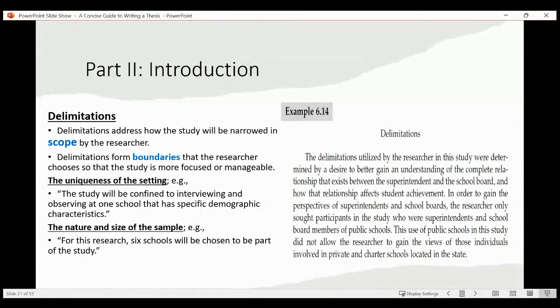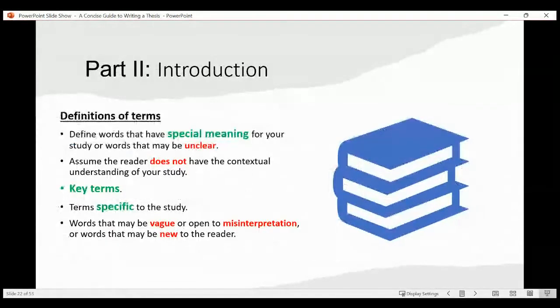Now you know the difference between delimitation and limitation. It could be the nature and size of the sample as well. For this research, for example, 6 schools will be chosen to be part of the study. I only choose 6 schools. This is my scope. I don't need to take 10 or 20. I only need to investigate this in 6 schools. That's the point when we mention delimitation.